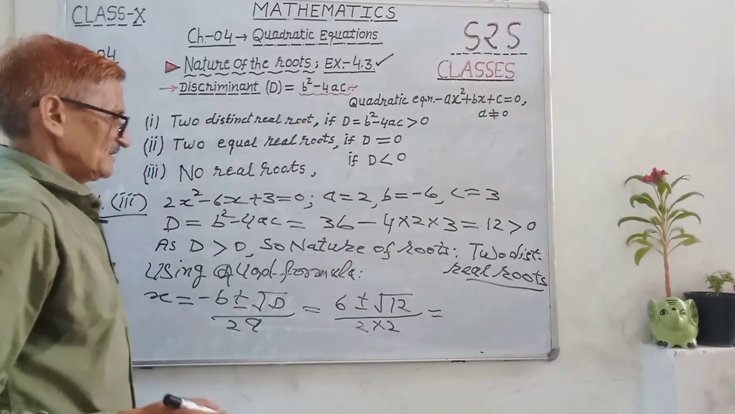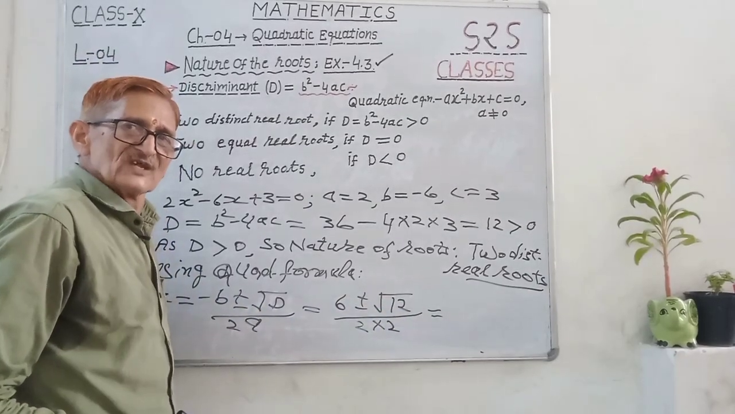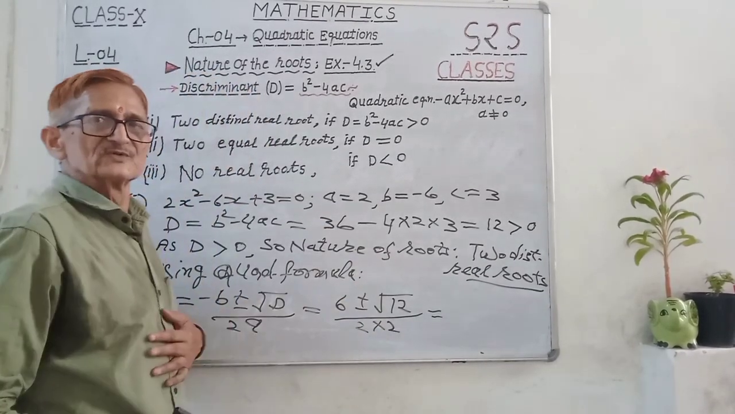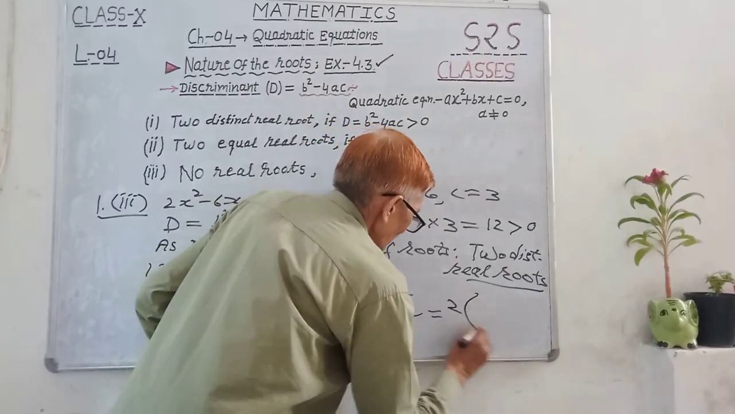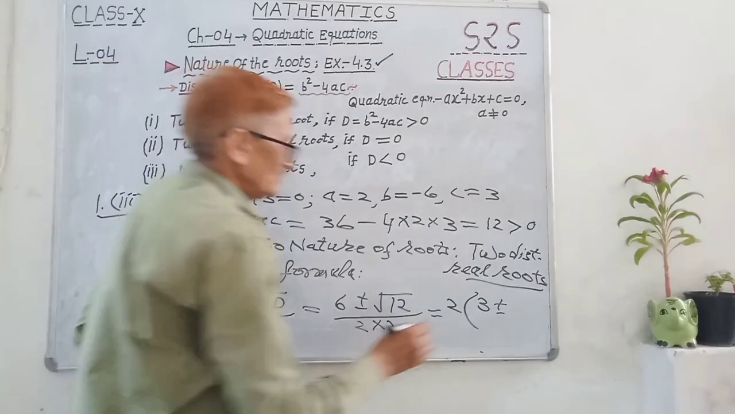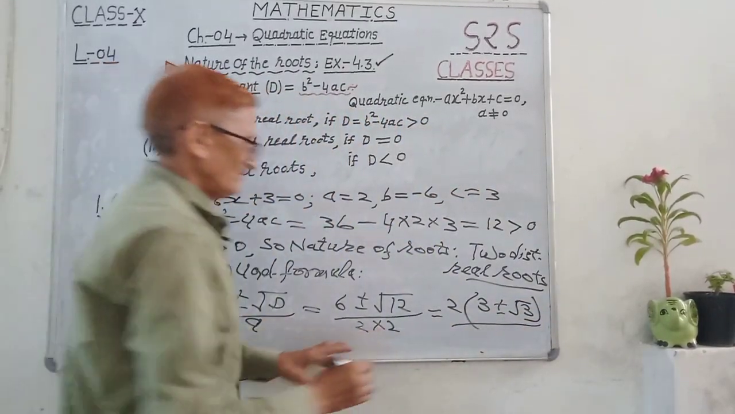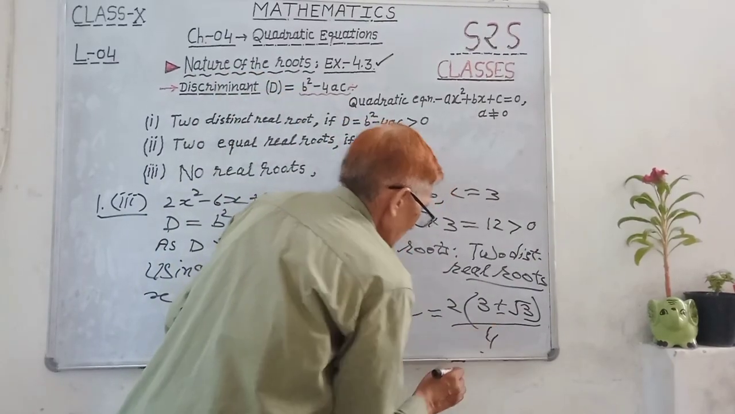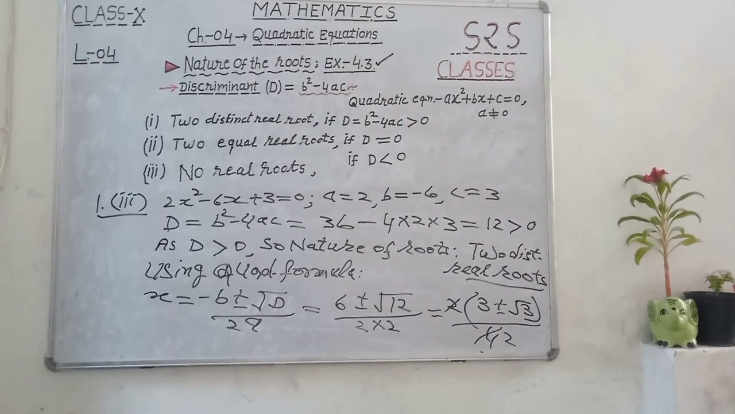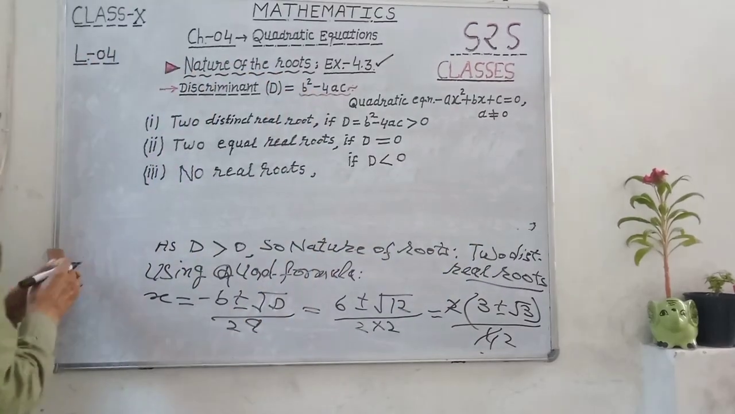Then simplify. Root 12: 2 times 2 is 4, 4 times 3 is 12, so the factors are 2, 2 and 3, giving 2 root 3. Then 6 plus minus 2 root 3, take 2 common, so 3 plus minus root 3 upon 2 times 2 is 4, then simplify by 2. Then what are the roots? We should write the roots.